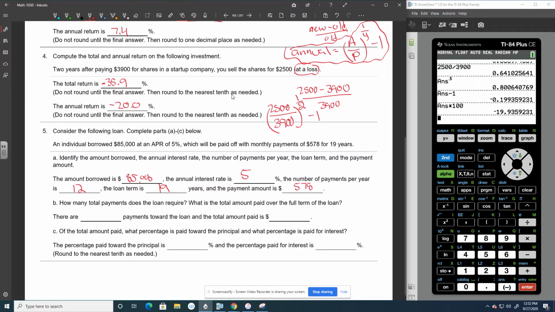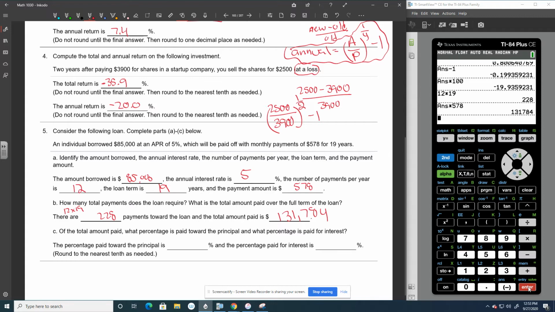So how many total payments does the loan require? Well, if I'm paying every month for 19 years, that's just 12 times 19. So that's 228 payments towards the loan. And the total amount that's going to get paid, I'm going to make 228 payments of $578. So I'm going to times those together. So the total amount that this person is going to pay is $131,784.